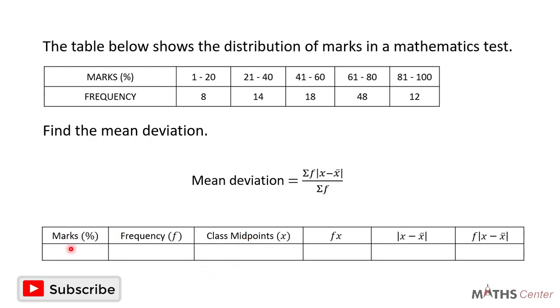So in the first column, we have the marks. In the second column, we have the frequencies. In the third column, we have the class midpoints, which will be the x values. In the fourth column, we have the fx values because we need the mean. In the next column, you have the absolute values of x minus the mean of x. And in the last one, we have f times the absolute values of x minus the mean of x.